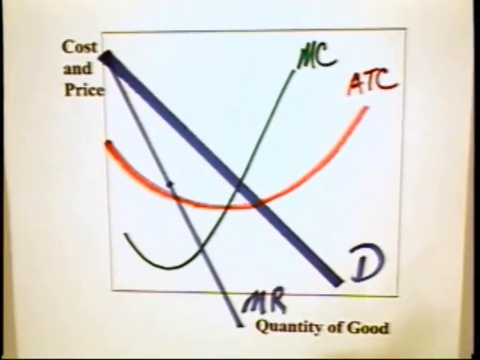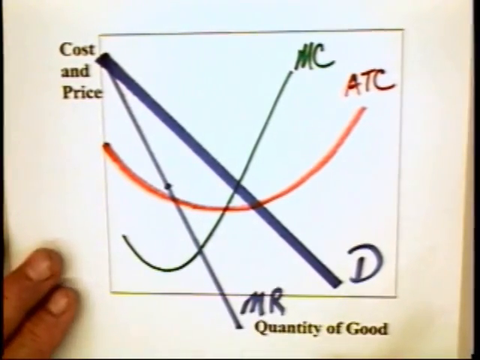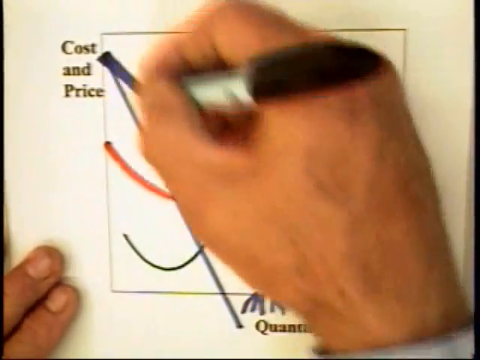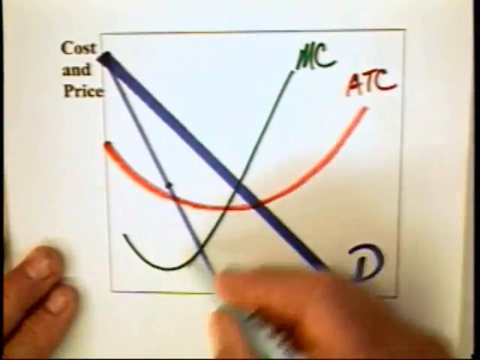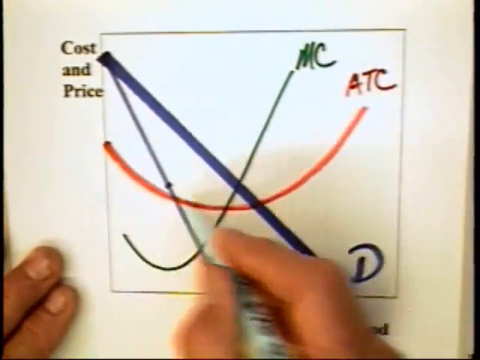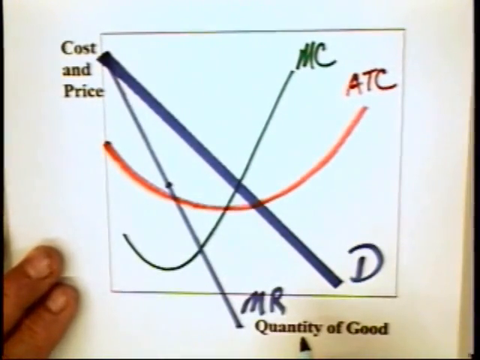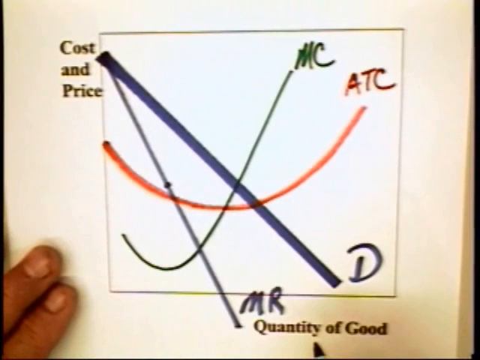Having derived the marginal revenue curve, we can then superimpose this set of curves on a simplified version of our short-run cost structure. Here we have the demand curve, the marginal revenue curve, the marginal cost curve, and the average total cost curve. Now, we don't have the average variable cost curve because it is unnecessary for the demonstration that I have in mind here.